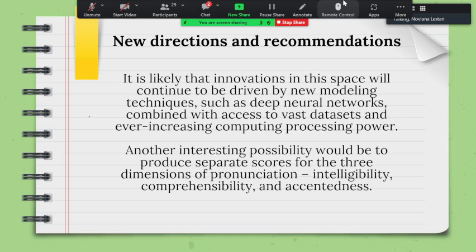New directions and recommendations. It is likely that innovation in this space will continue to be driven by new modeling techniques, such as deep neural networks combined with access to vast datasets and ever-increasing computing processing power. Another interesting possibility would be to produce separate scores for the three dimensions of pronunciation: intelligibility, comprehensibility, and accent tendency. Yep, next.